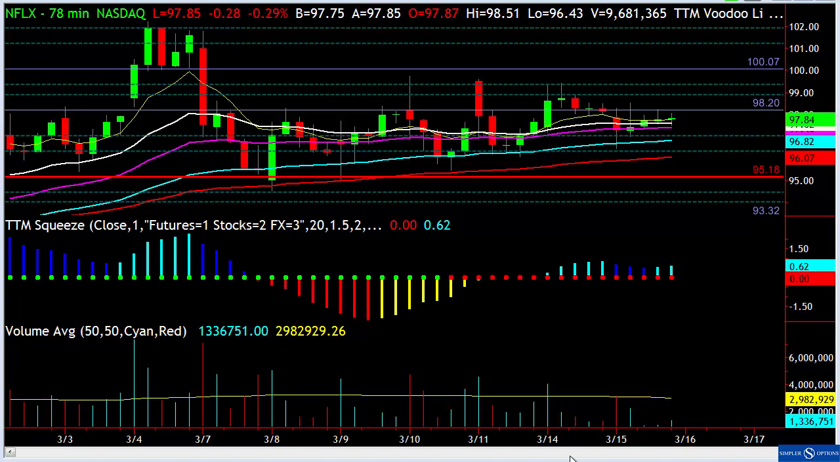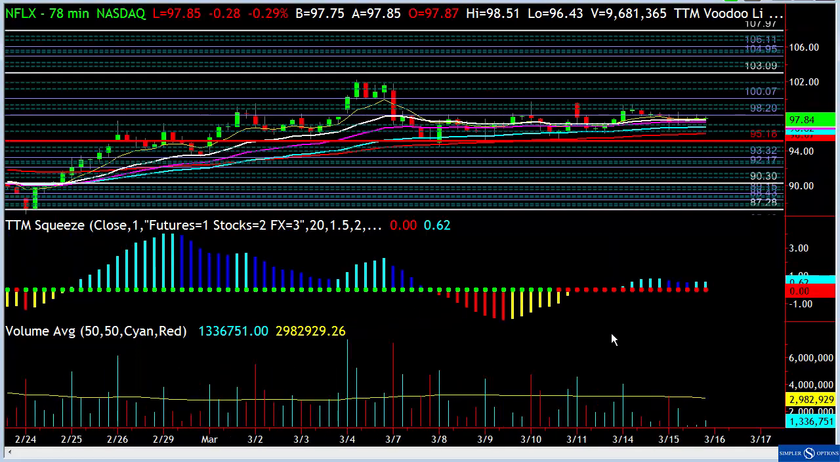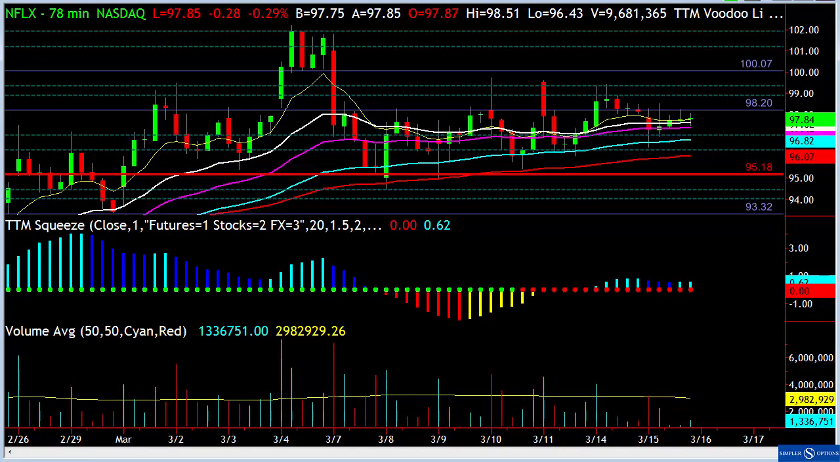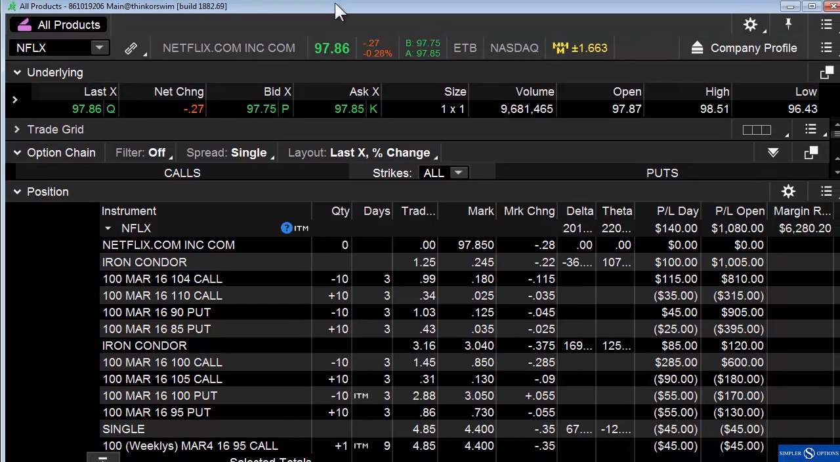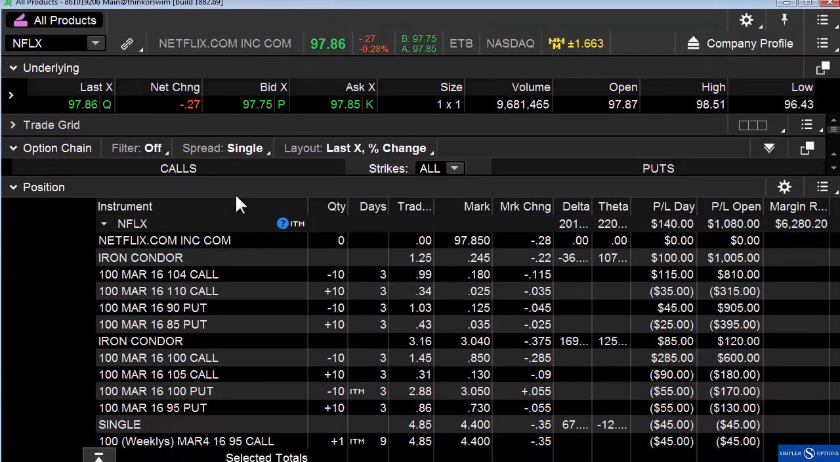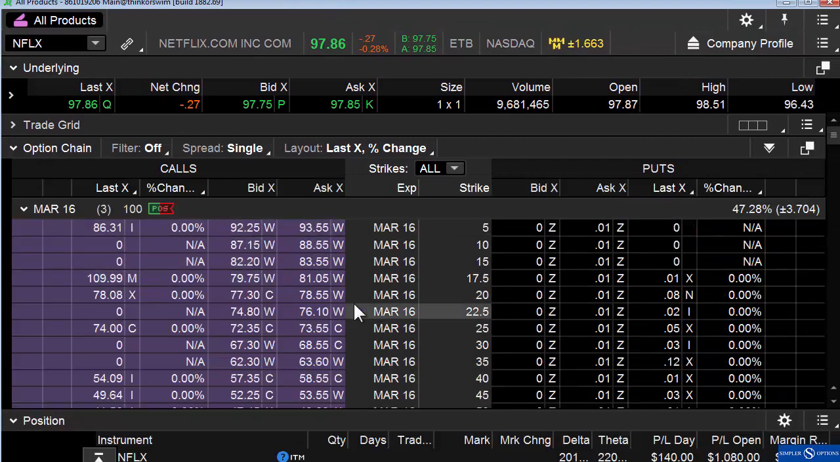All right, so if we look at Netflix here on a 78-minute chart, we do have a nice squeeze setting up. It's a bullish setup. The moving averages are stacked and everything like that, and you got a nice clean move to the top of this current channel, which would take us to about 100. All right, so that to me makes sense. I don't want to make any huge bet that it's going to make some Tesla type move, but this certainly is a great environment because of the monthly expiration to sell some premium. We'll come back and look at those positions in a second.